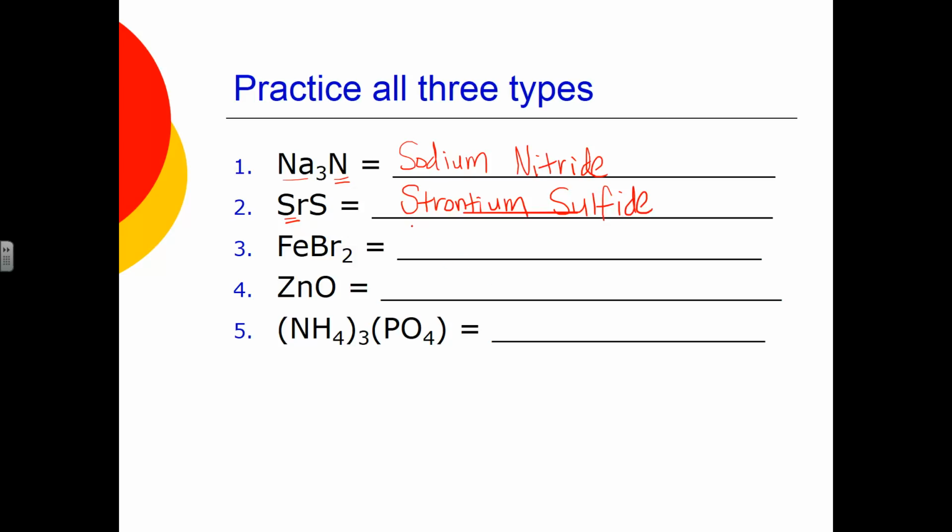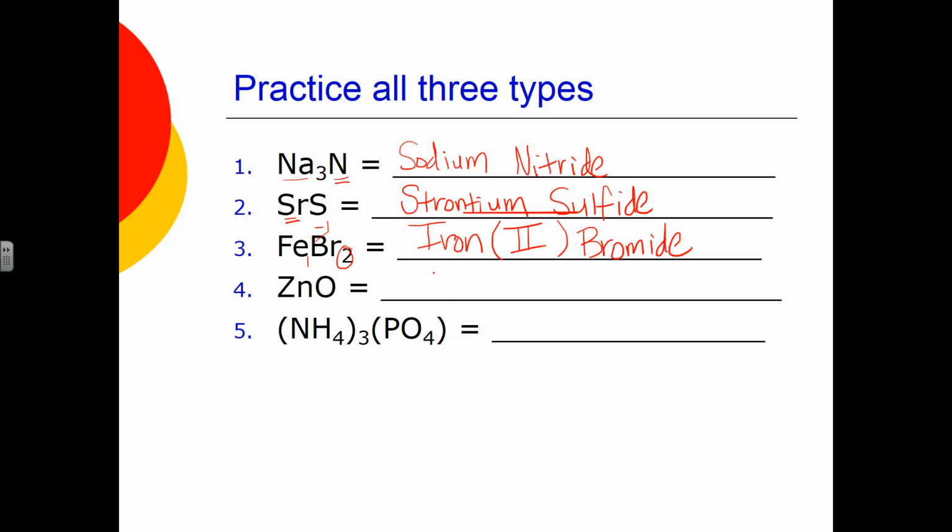Number 3, Fe is iron. Iron does need a Roman numeral. Again, you might need to refer to your periodic table till you really learn which ones are mono and which ones are multivalent, but iron's a transition metal, so he's going to need a Roman numeral. And then we're going to say bromide. So let's figure out the Roman numeral that iron crossed. Well, bromine always crosses a -1, and that's what he crossed here, which means iron crossed that 2 down. So you should say iron, Roman numeral 2, bromide.